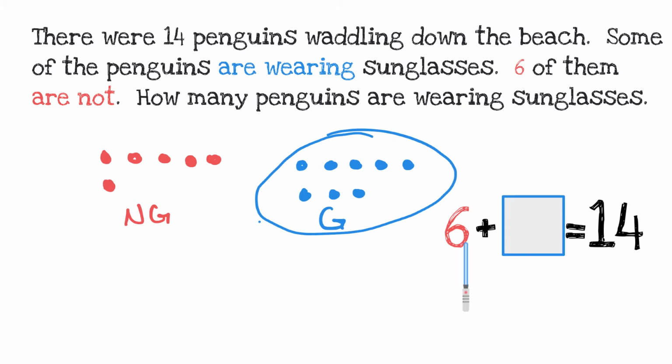So here's what our addition problem would look like. Here's the 6 penguins that we already know about that are not wearing glasses. We drew them out over here. Here's the 14 penguins that we know we have all together. It says it right here. There were 14 penguins altogether waddling down the beach. So there they are, 14. So we have 6 plus our mystery number is going to be 14. So our 2 groups added together will be our total 14. We made our group with glasses. We counted on from our group of 6 that we knew about. And after we counted on, we came up with 8 more penguins.